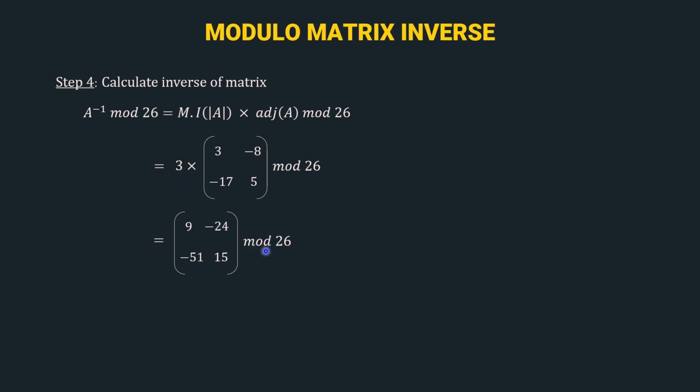Now we have to apply the mod 26 operator on each and every element of the matrix. So we have the following matrix. 9 mod 26 gives 9, minus 24 mod 26 gives us 2, minus 51 mod 26 gives us 1, and 15 mod 26 gives us 15. And here we have the modulo inverse of the provided matrix. So in this way, we calculate the modulo inverse of a matrix. Initially, you might think it is a complex process, but trust me, after revising the given example 2-3 times, you will master it. So with this, we have covered all the calculations related to matrix arithmetic using a scientific calculator.